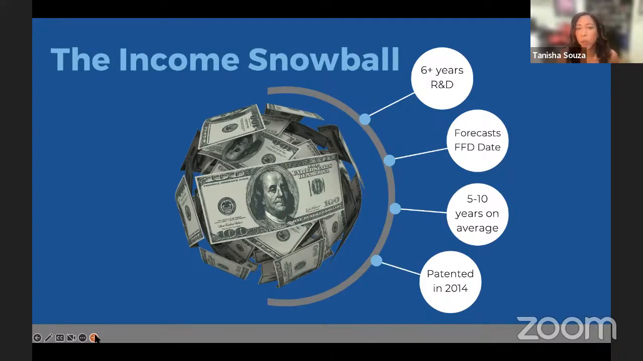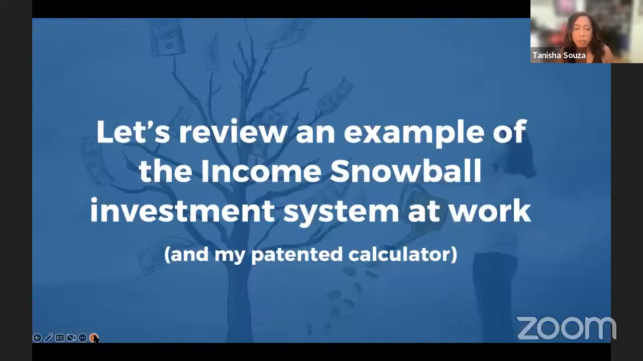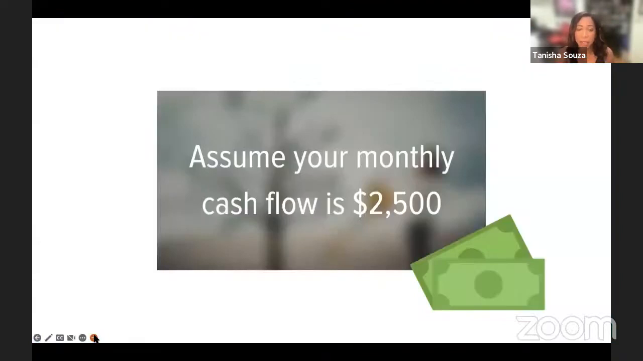I'm going to give you a quick overview. I've got plenty of videos and information on my website with more detailed information, but I'm going to try to explain this as simply as possible so that we can incorporate some examples. So I'm going to review an example of the Income Snowball at work and my patented calculator. Let's assume your monthly cash flow is $2,500 per month.